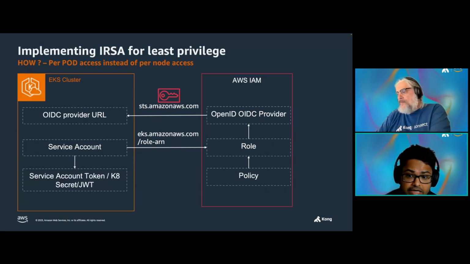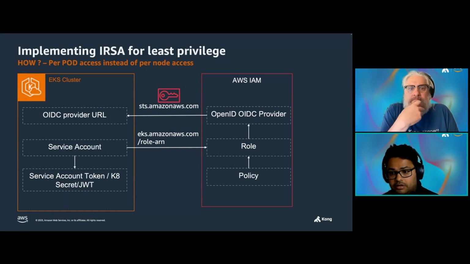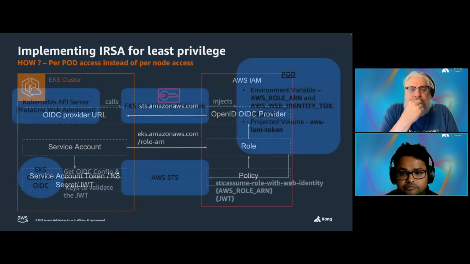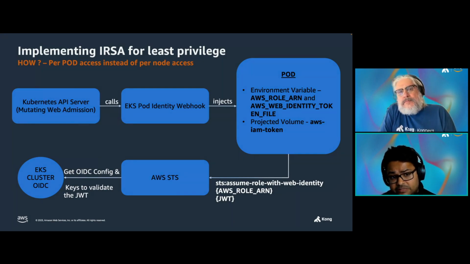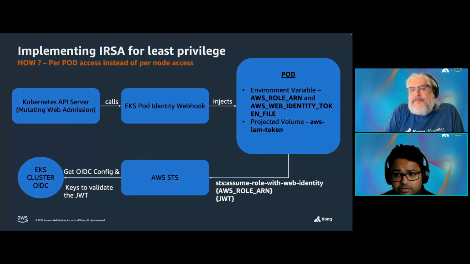And now, when you create a service account in EKS in this way, it also creates a service account token. This service account token is stored as a Kubernetes secret in the same namespace. Now, this token is nothing but a JSON web token, commonly referred as JWT. Now, when the pod is configured to use this specific service account, and when it starts up, the mutating web admission controller calls the EKS pod identity webhook, which then mounts the service account JWT as a volume and injects few environment variables in the pod.